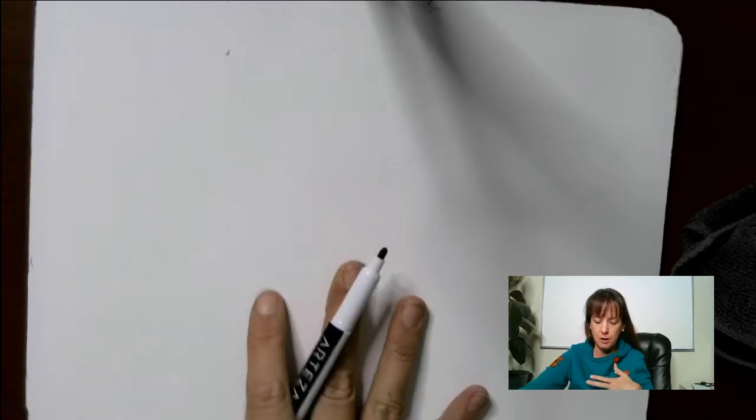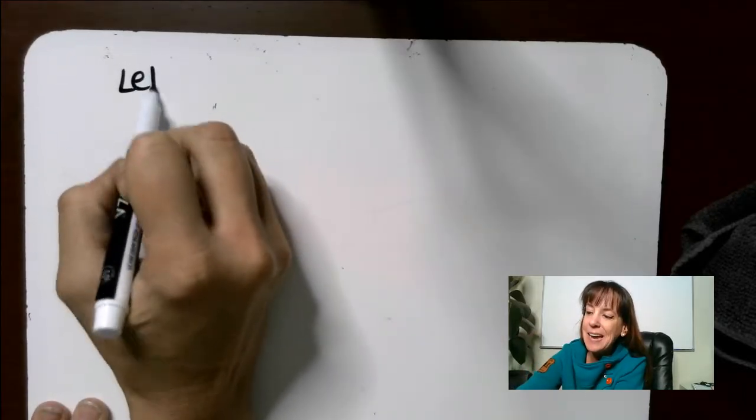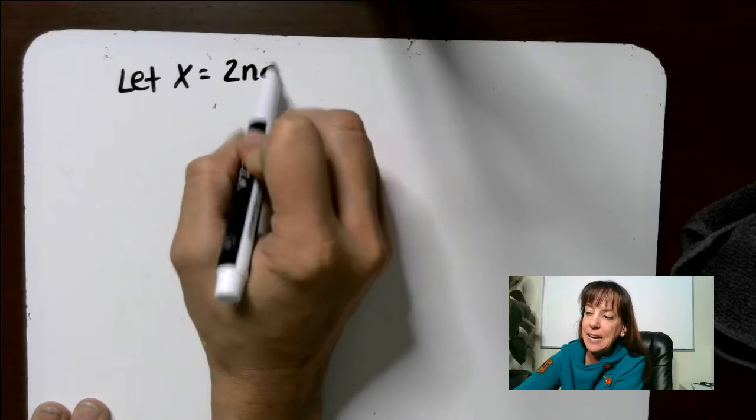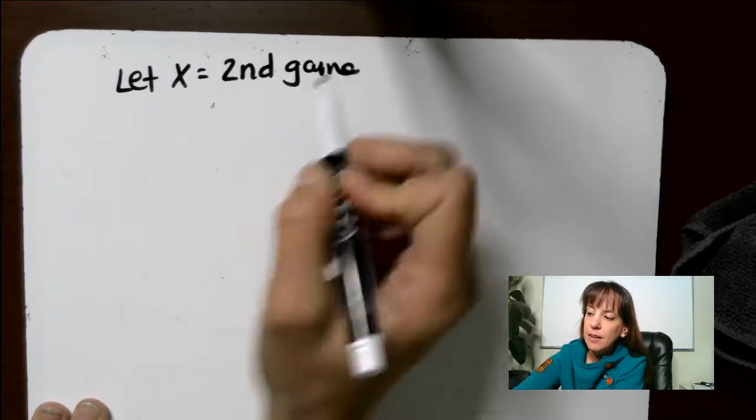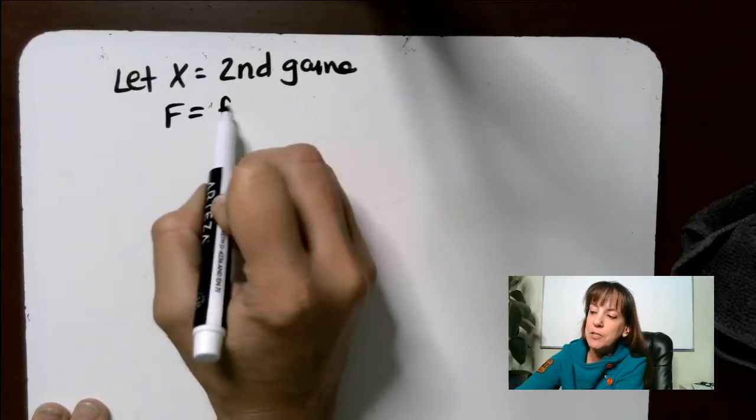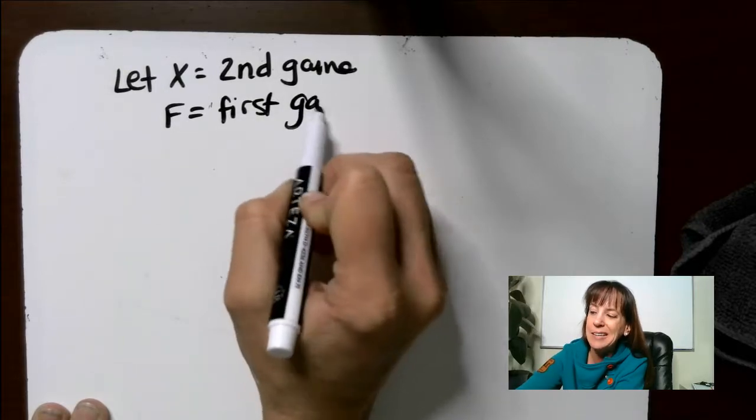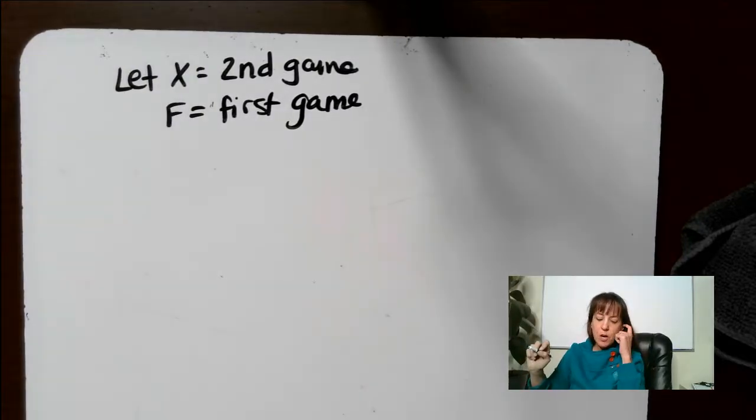So let's go back and rewrite that and use some of those words that we know to put that into math, right? Harriet's score in the second game was the product of her first game score and 25. I'm going to say let X equal second game. Let F equal first game. Okay, I'm going to use X instead of S because it's just easier. So knowing that, I've created a key here to help me.